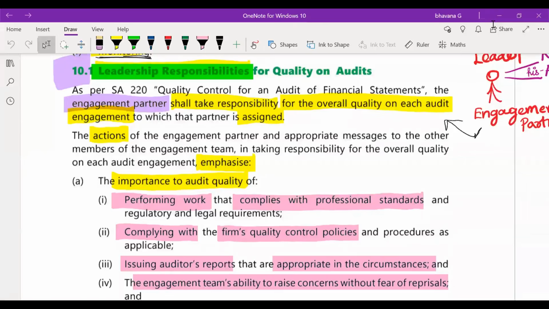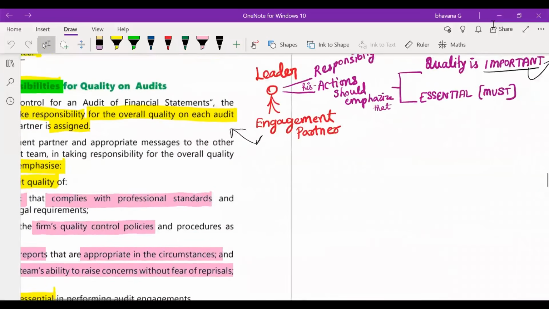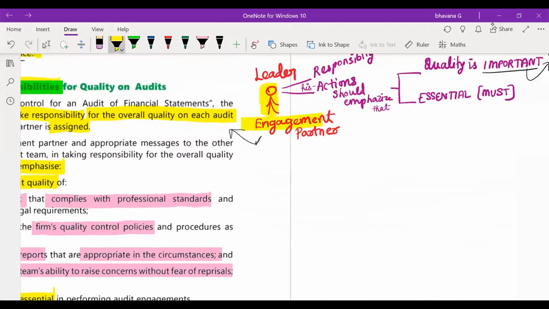There will be one person who is known as the engagement partner. See, I'll show you here. This engagement partner will be the leader of the engagement team, the audit team. This team is nothing but the audit team. So this engagement partner will be the leader of the engagement team. How should this engagement partner, this leader, be is what we are going to study in this leadership responsibility.